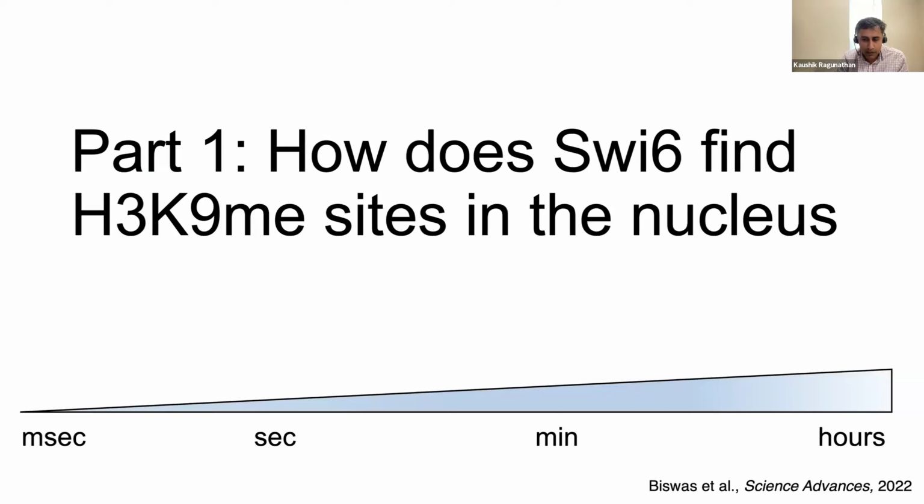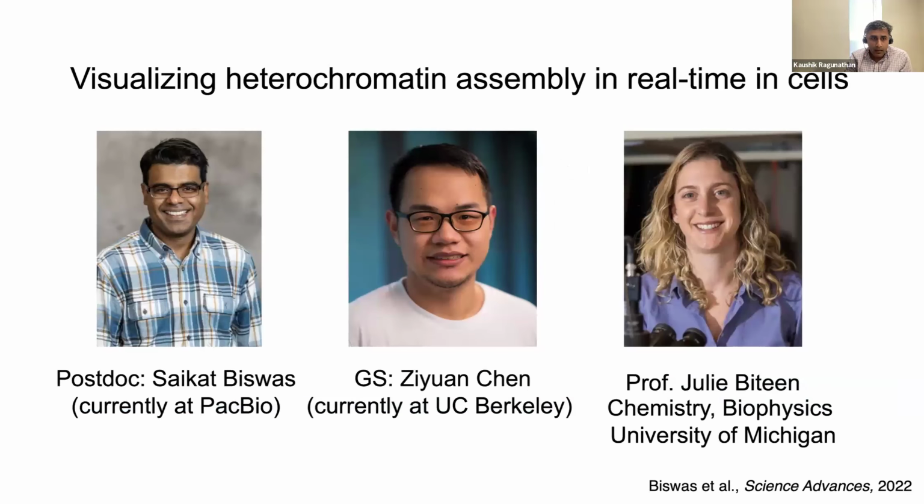The first part of my talk is work that we published a few years ago, and in the second part I'll give you some insight into unpublished data which relates to the mechanical roles of SWI6 in regulating nuclear function. So most of this work was done by a former postdoc in my lab, Saikat Biswas, who's currently at PacBio, a former graduate student in Julie Bettine's lab, who's my collaborator at the University of Michigan, and Z1, the graduate student who worked with Saikat, who is currently a postdoc at UC Berkeley.